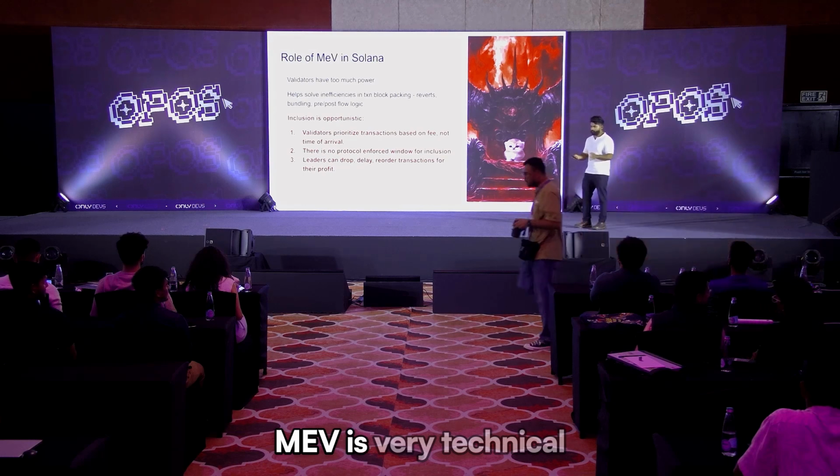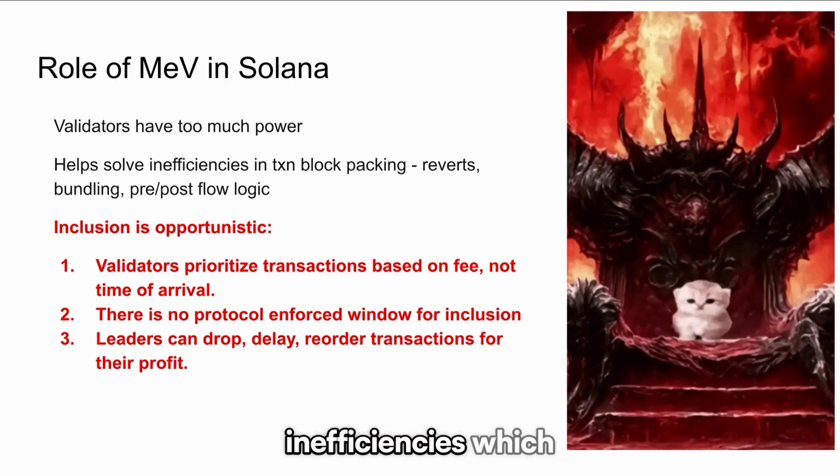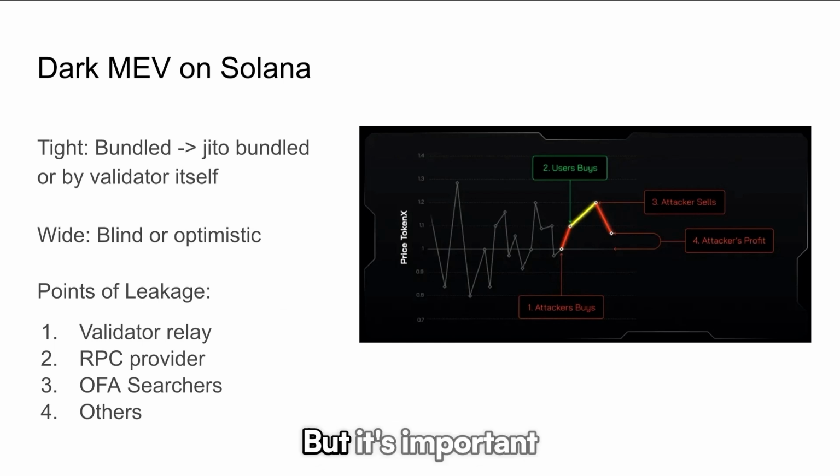MEV is very technical inefficiencies which arise in high performance distributed systems, which creates an economic impact. Validators have an ability to reorder transactions so that they maximize on block rewards. So this leads to a lot of toxicity, but it's also useful. Like if you're a lender, you want your liquidation to happen at the best possible fill price. So you get access to features like reward protection, pre-post flow logic. But it's important to also understand that there's a dark side to this.